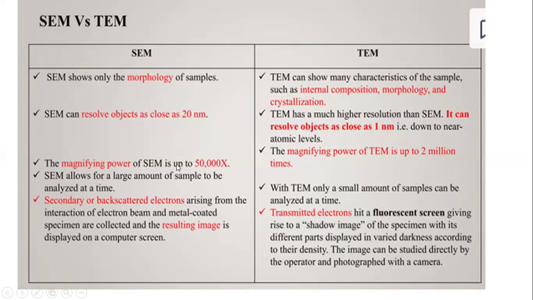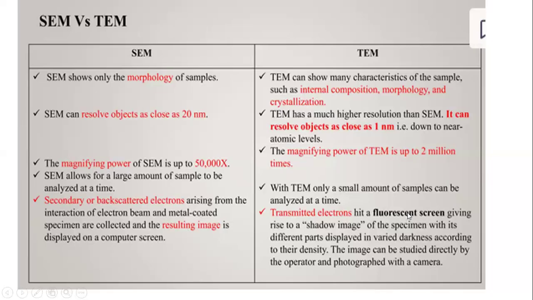The magnifying power of SEM is 5,000 and of TEM up to 2 million times. SEM also allows a large amount of sample to be analyzed at a time. With TEM, only a small amount of sample can be analyzed at a time. In SEM, secondary or backscattered electrons arising from the interaction of the electron beam and metal coated specimen are collected and the resulting image is displayed on a computer screen.